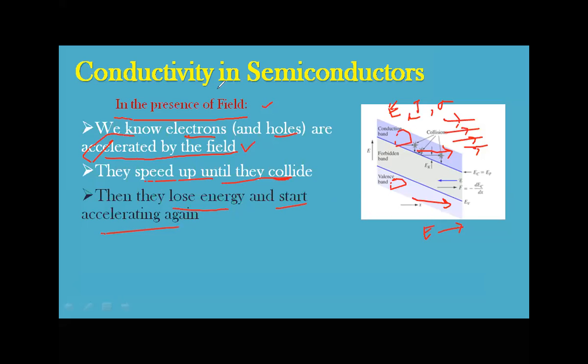So in the absence of an electric field, net current is 0, net electric field is 0, net conductivity is 0. This point is important. But in the presence of a field, they are not equal to 0. Is it clear?